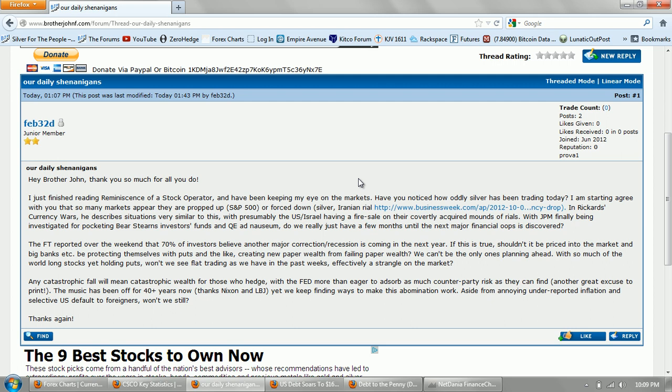The S&P 500 propped up, or forced down silver, Iranian rial. In Rickards' Currency Wars, he describes situations very similar to this, with presumably the U.S. and Israel having a fire sale on their covertly acquired mounds of rials, with JP Morgan finally being investigated for pocketing Bear Stearns investors' funds and QE ad nauseum.